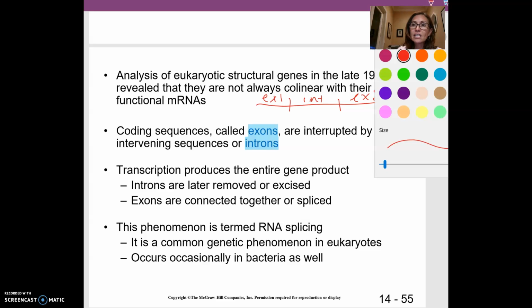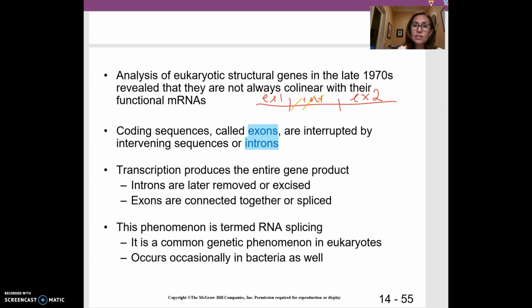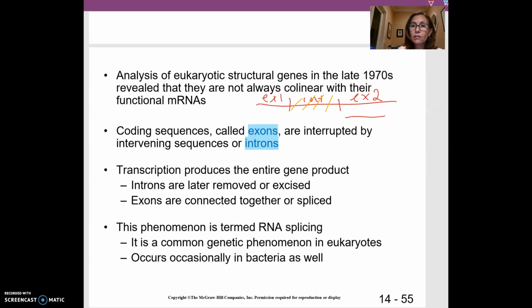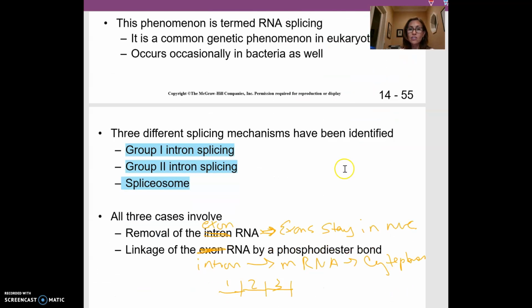The intron itself gets excised out, and exon 1 and 2 get spliced, kind of a different word for glued together, all right? And then that would be your mature messenger RNA with the cap and the poly A tail at the end. So introns are removed and they stay in the nucleus. Exons exit the nucleus, and this is called RNA splicing.